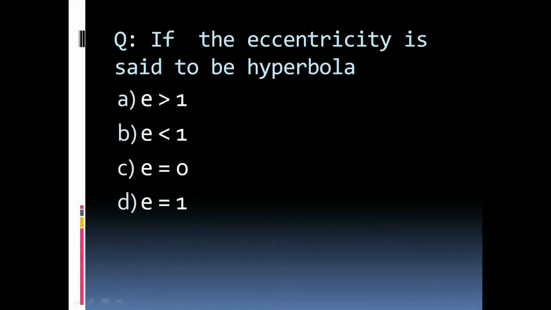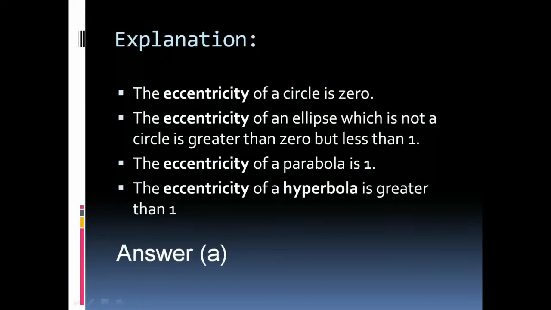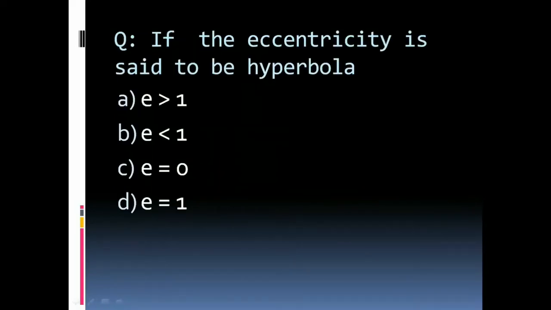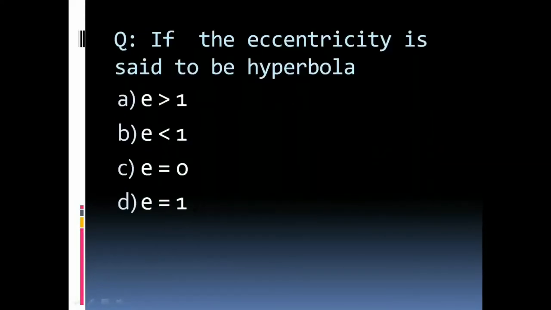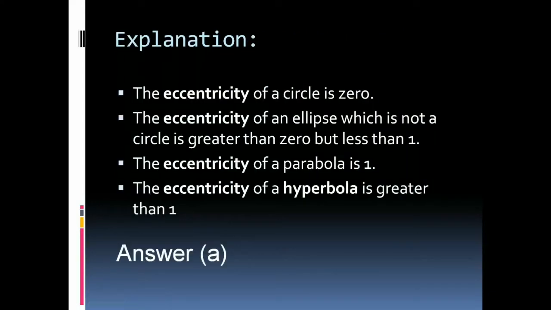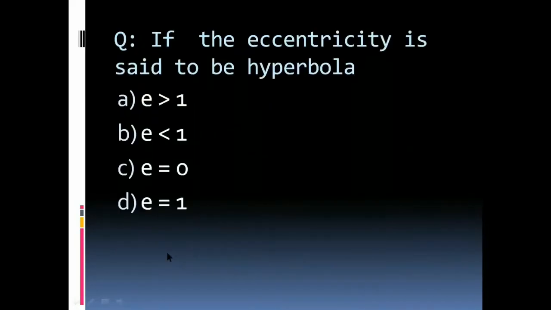The eccentricity of an ellipse, which is not a circle, is greater than 0 but less than 1. So the option where E is less than 1 means it is an ellipse. The eccentricity of a parabola is 1. That is, when E equals 1, it is for a parabola. The eccentricity of a hyperbola is greater than 1. So when E is greater than 1, it is for a hyperbola. So the option is option A.